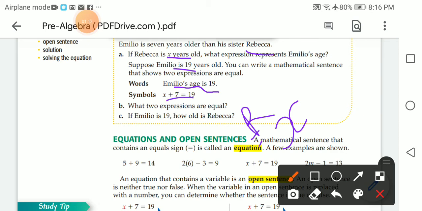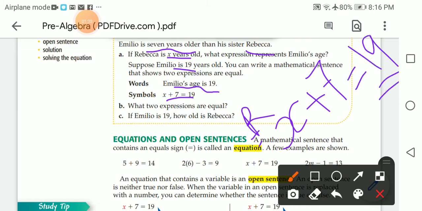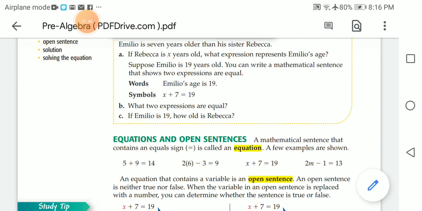Why? Because Rebecca is X years old, and I have here Emilio is 7 years older than his sister, and his age is 19. As you see, his age is 19. Here, age is 19 of Emilio, and he is 7 years older than who? Than Rebecca. So this is the expression. It's right.